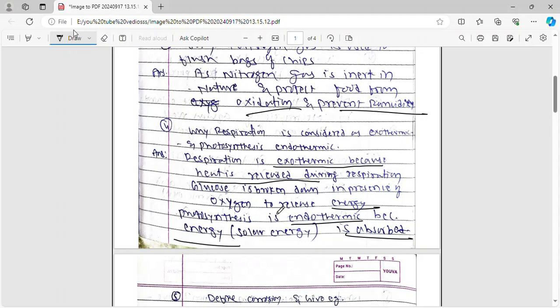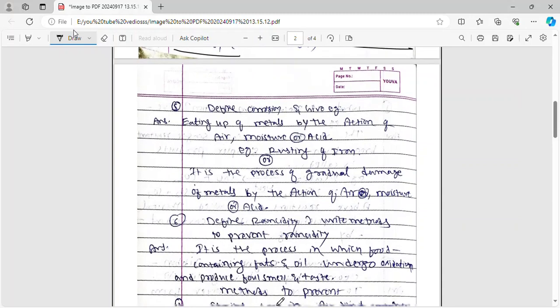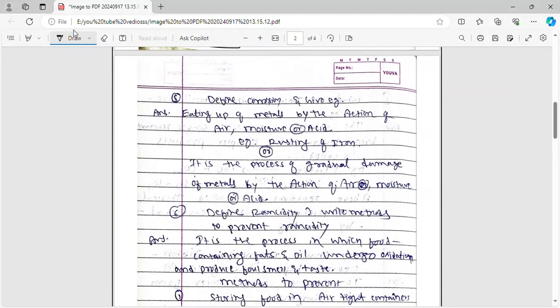So it is considered as what? Endothermic. Okay. Next question. These are very, very important questions. Define corrosion and give example. See, what is corrosion? Eating up of metal by the action of air, moisture or acid.